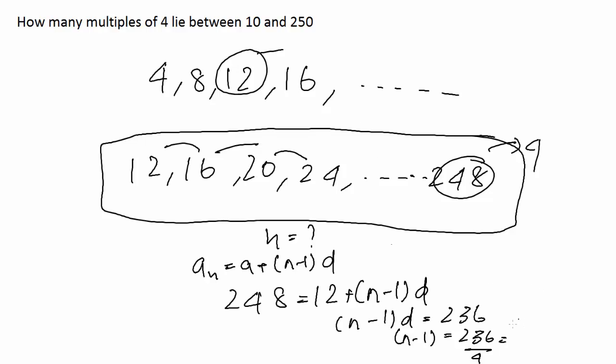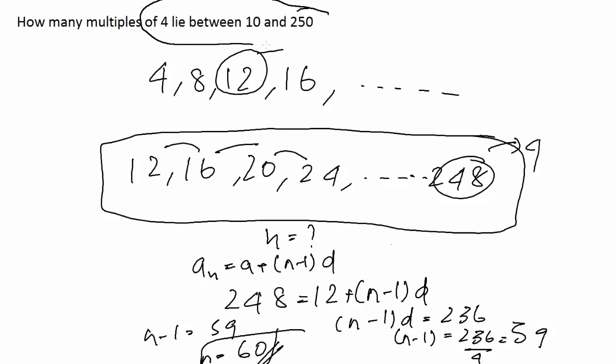Which is equal to 59. Okay, so n minus 1 is equal to 59. N is equal to 60. Okay, this is how many multiples of 4 lie between 10 and 250.